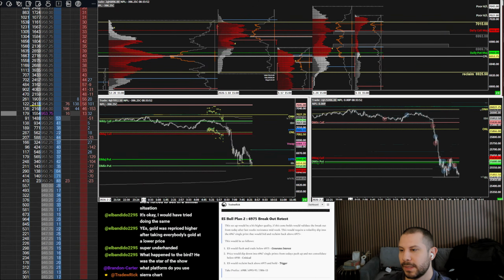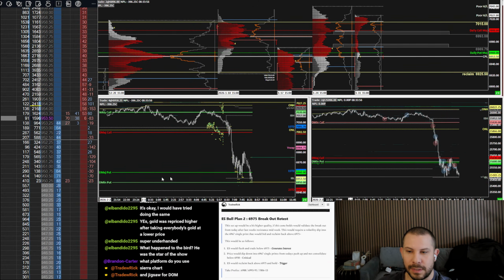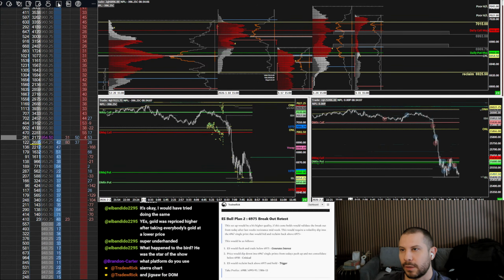There you go, sir. And reclaim somewhere around here. The 60 right there, that call, that put wall right there. And if it reclaims the put wall, I'm long again. I'll try it, but probably smaller size. I won't try it full size again.